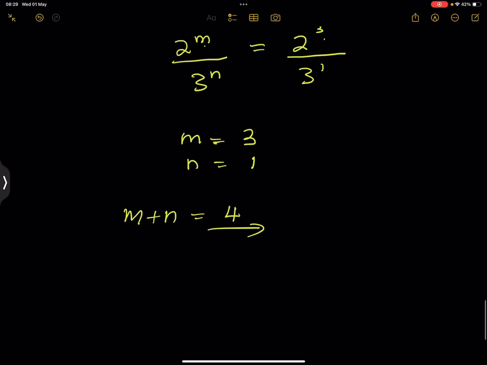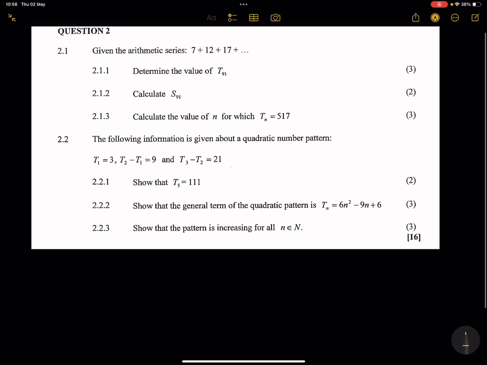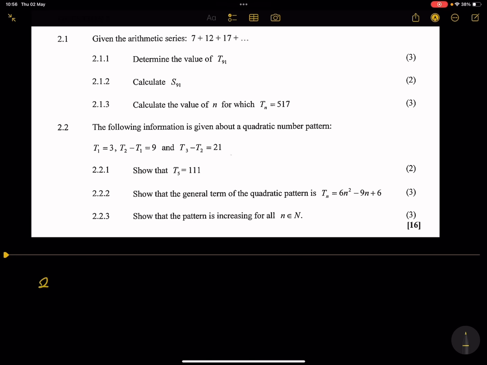All right, let's go on to question 2. Right, so we're looking at sequences and series. They say given the arithmetic series 7, 12, and 17, determine the value of T91. Now remember, in an arithmetic sequence or series, first of all, we know our A value will be 7, and our D value we can say T2 minus T1, that would give us 12 minus 7. That should be 5, right?